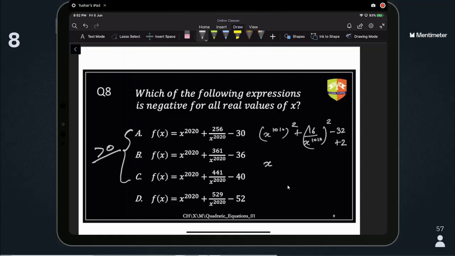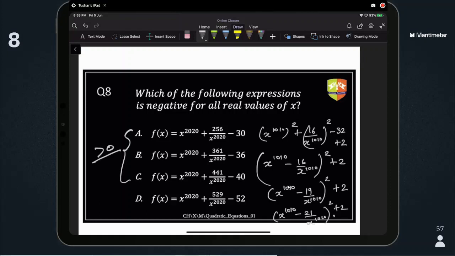Why? The completing the square funda will give you that. The first one is x to the power 1010 minus 16 over x to the power 1010, whole square, plus 2. The second one was x to the power 1010 minus 19 over x to the power 1010, whole square, plus 2. And the third one was x to the power 1010 minus 21 over x to the power 1010, whole square, plus 2. All of them are always greater than 0. So the question should have been worded like this: which of the following expressions can be negative for some values of x.